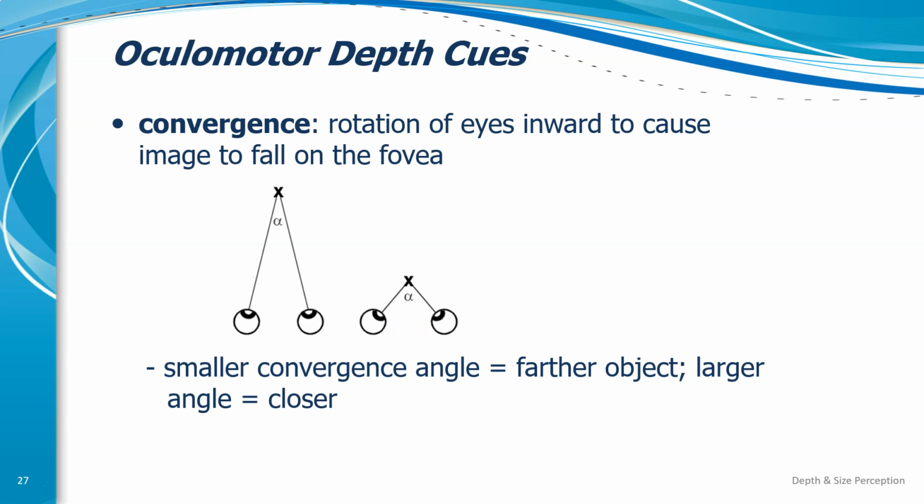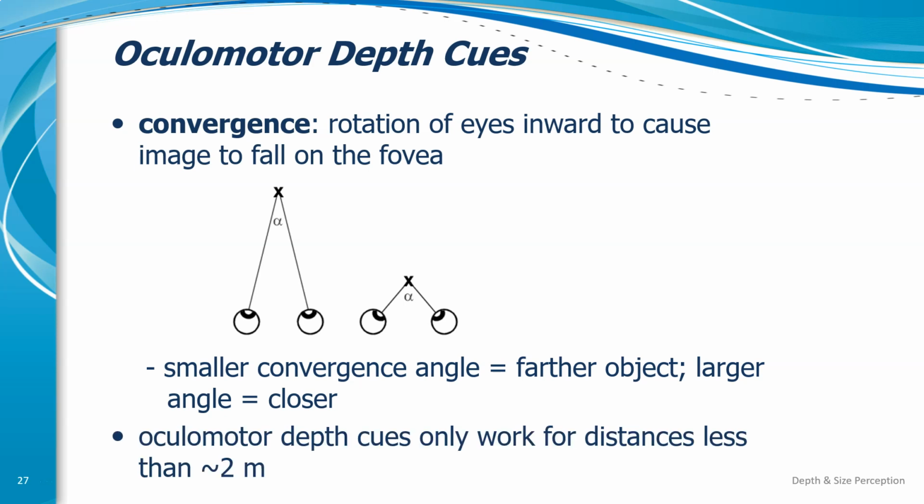Now, ocular motor depth cues are actually fairly limited. They only work for distances up to about 2 meters away. What happens after 2 meters? Beyond about 2 meters, the lens in your eye is completely relaxed. There's no accommodation happening, and there's no convergence angle. The line of sight from your eyes go out in parallel. We can't even calculate the convergence angle.